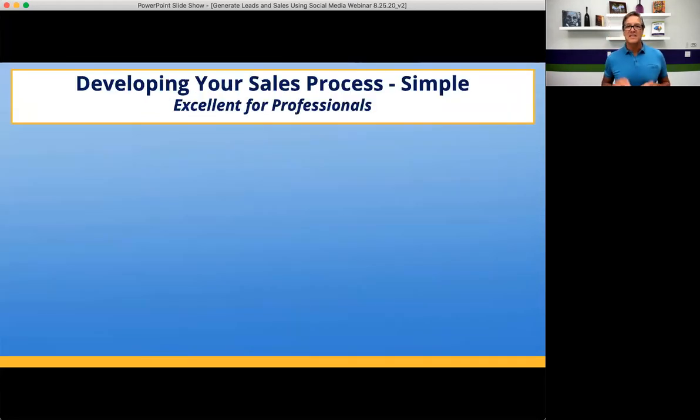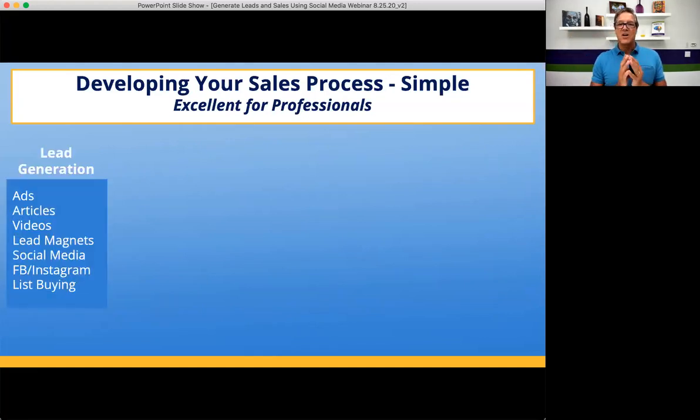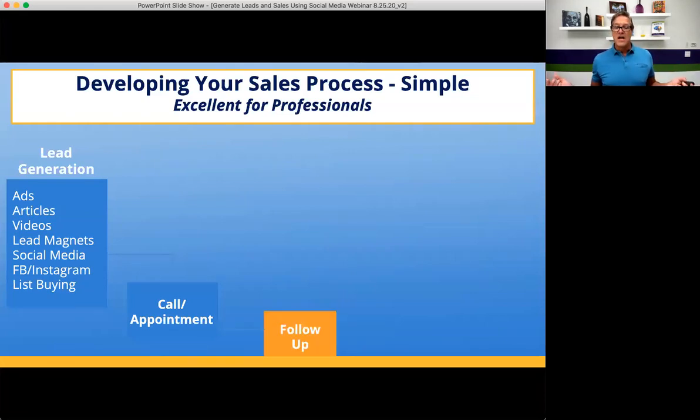And then this is going to be a little bit more sophisticated for those of you that really want to build a $10,000, $20,000, $50,000, $100,000 a month business. Then you want to create what I call a sales process map, where you determine where am I going to generate leads: ads, articles, videos, lead magnets, social media, Facebook, Instagram, lead buying or list buying. You need to come up with where you're going to generate leads, right? And then what do you want those leads to do? Do you want to get on a call with you? How are you going to follow up? If they don't do what the next step is in your process, how will you retarget them online?